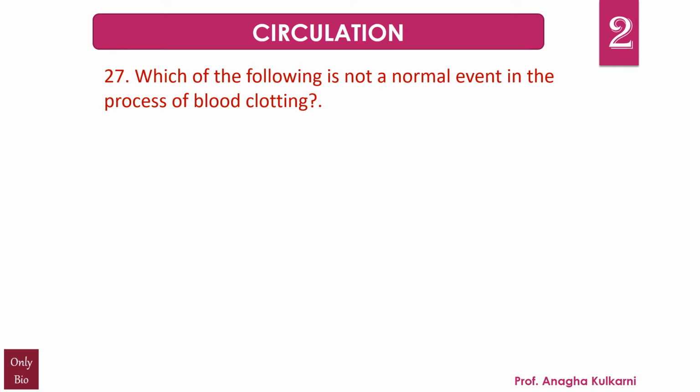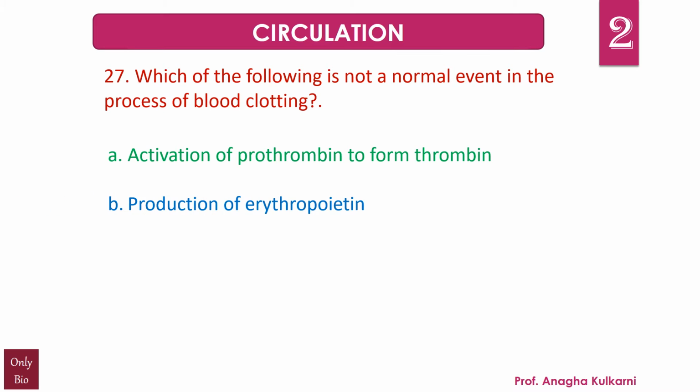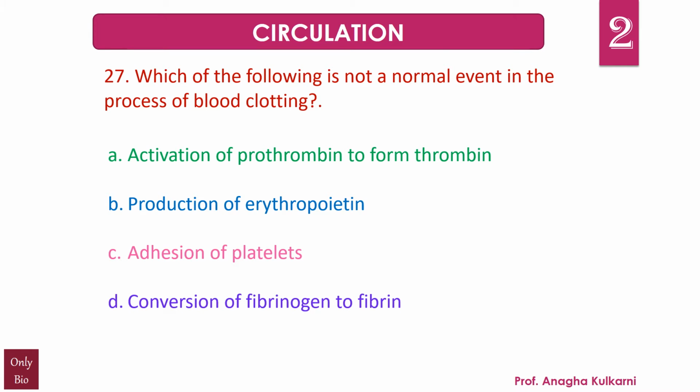Question number 27. Which of the following is not a normal event in the process of blood clotting? A. Activation of prothrombin to form thrombin. B. Production of erythropoietin. C. Adhesion of platelets. D. Conversion of fibrinogen to fibrin.